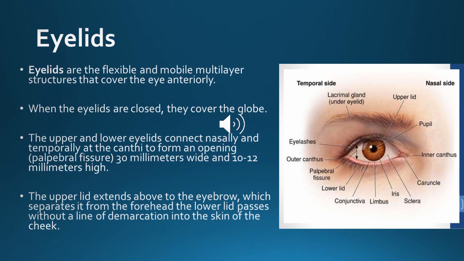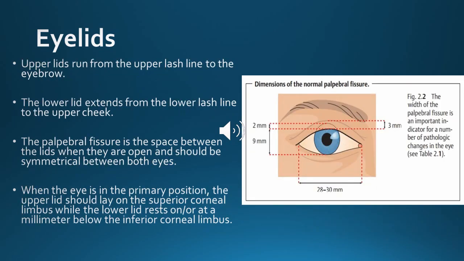The upper eyelid extends above the eyebrow, which separates it from the forehead, while the lower eyelid passes without line of demarcation into the skin of the cheek. The palpebral fissure is the space between the eyelids when the eyes are open, and it should be symmetrical between both eyes. When the eye is in the primary position, the upper lid should cover 2 mm of the superior cornea, while the lower lid should rest on the inferior corneal limbus.